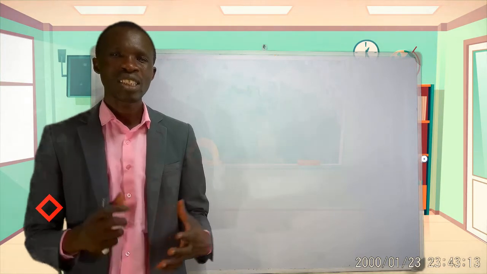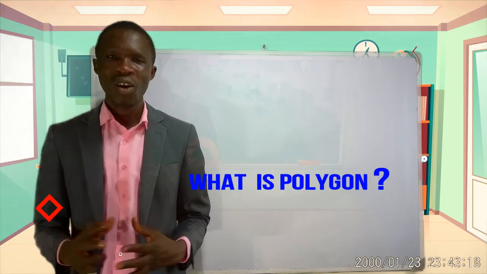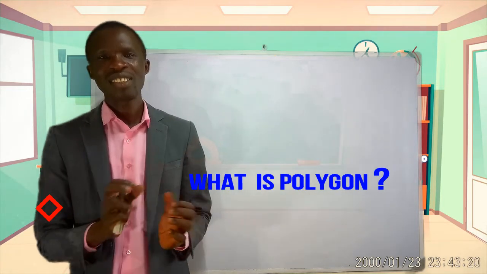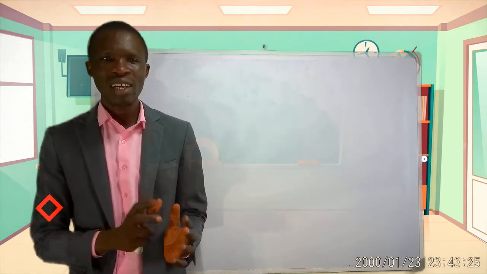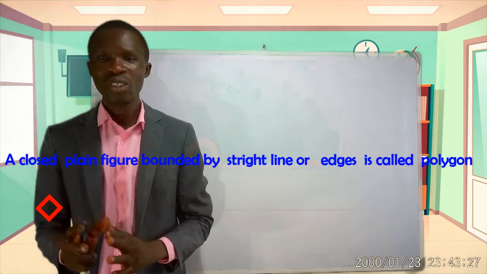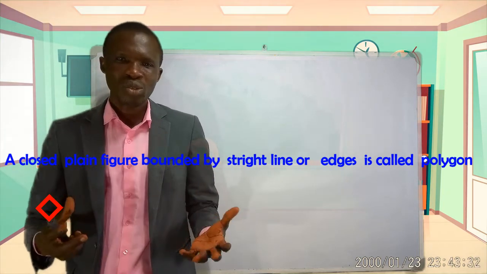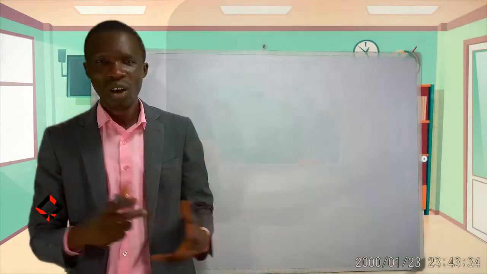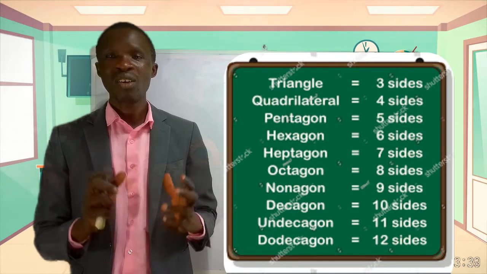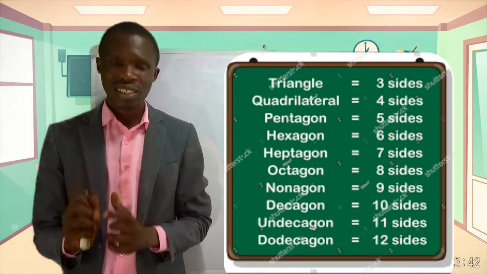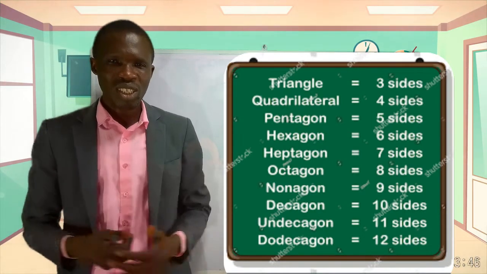A polygon is a closed plane figure bounded by straight lines or edges. So that is telling you that a closed plane figure bounded by straight lines or edges is called a polygon. Don't get confused. I'm going to show you pictures of polygon shapes, but you need to understand that the number of sides of a polygon determines its name. So we are going to start with number 3.